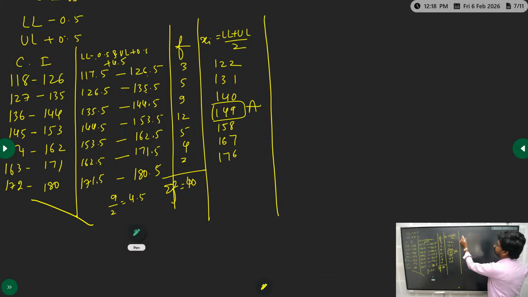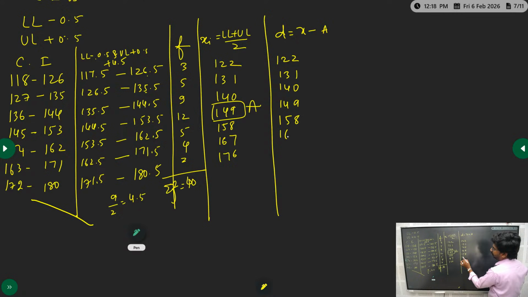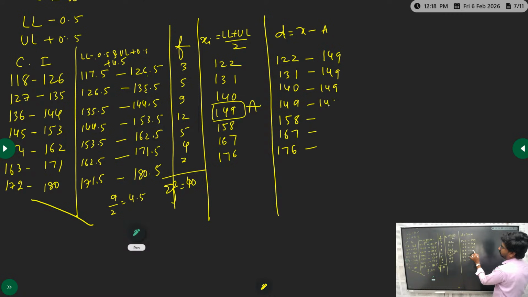What is the formula? d is equal to xi minus a. First, I'll write all the x values: 122, 131, 140, 149, 158, 167, 176. 149 minus 149 is 0. What is the difference of this? 9. Then next will be 18, then 27. Then minus 9.